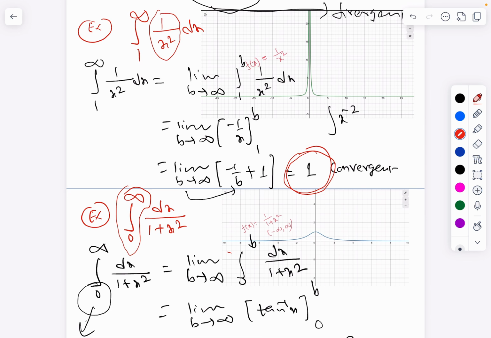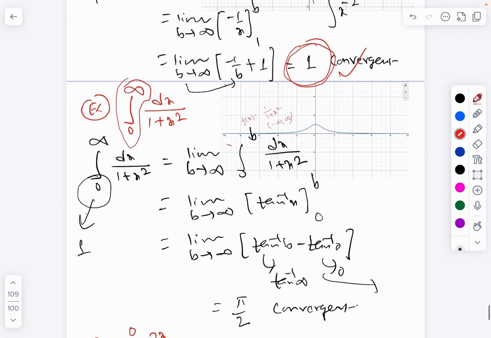And here the graph of 1 over x square from 1 to infinity is like this, very, very near to the y-axis and very, very near to the x-axis. So this area from 1 to infinity, 1 may be here, this small area is nothing but 1. That is the meaning of this improper integral of the first kind.